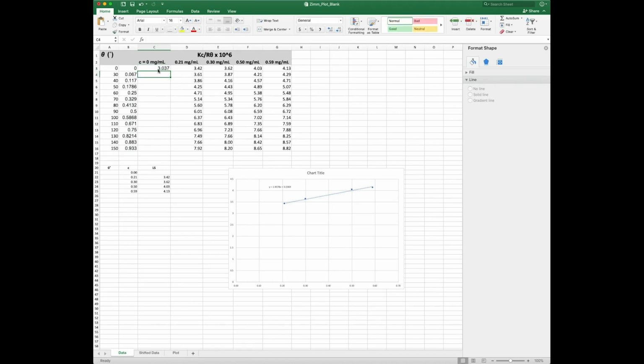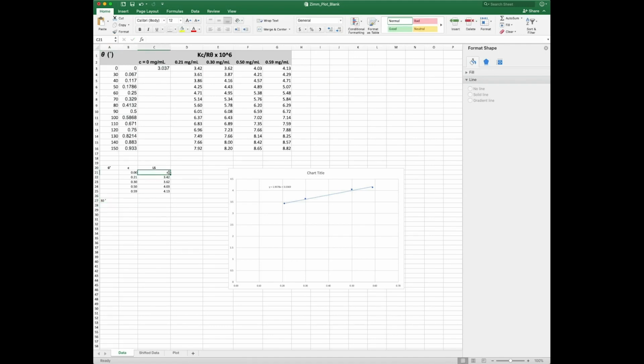And does this make sense? Well, yeah, it does make sense because the scattering should increase as we increase the concentration, and the scattering should increase as we go down the column. So this makes a lot of sense. So we're going to have to do this for 0, 30, etc. So we can go in and do the same thing again, 30 degrees.